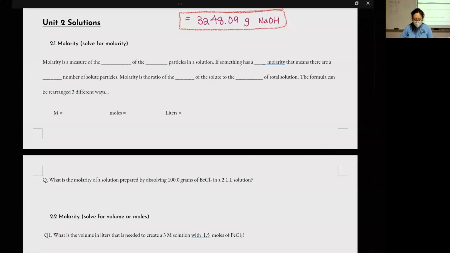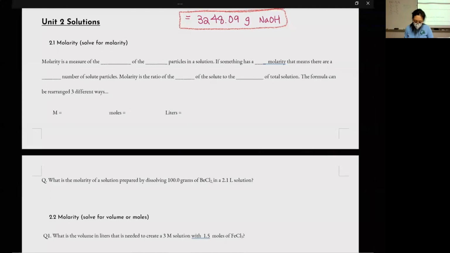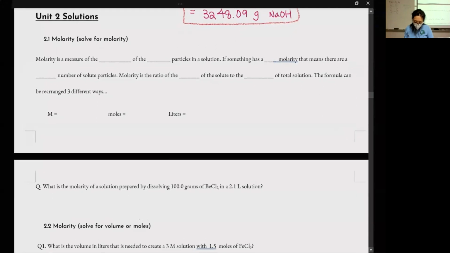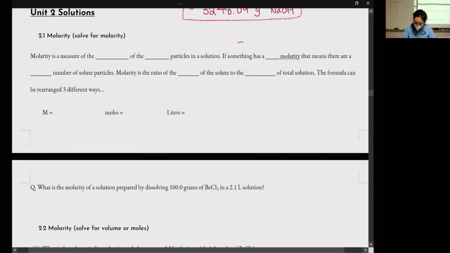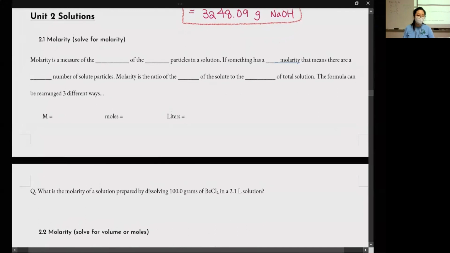Okay, so I'm gonna start Unit 2 solutions, and it starts with the molarity. All right, let me see if the pen is working. Okay, great. Remember, I told you that this video is going to be posted on eClass for you to watch it later, and the key will be also updated in the eClass, so you can also look at it later.